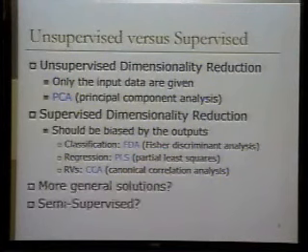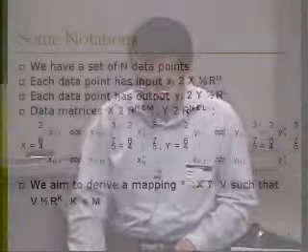So we are looking for a more general solution. Can we somehow find a solution which can handle all these kinds of cases? And how do we do the semi-supervised case, which means we have some data that are labeled and some data that are not labeled? How do we do semi-supervised dimensionality reduction?